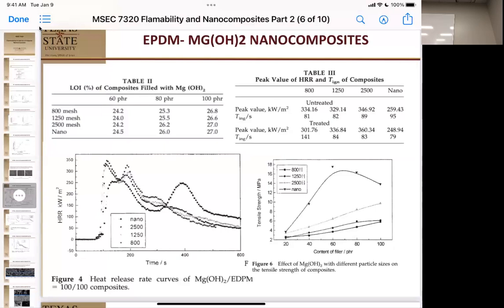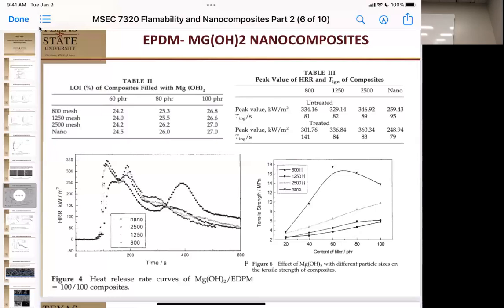Okay, and if we look at this right here, these first 3 are the micro, and then this is the nano here. All the micros were about the same, running around 350, but look at the nano. The nano is 100 kilowatts per meter squared lower. 100 kilowatts. That's a significant difference.